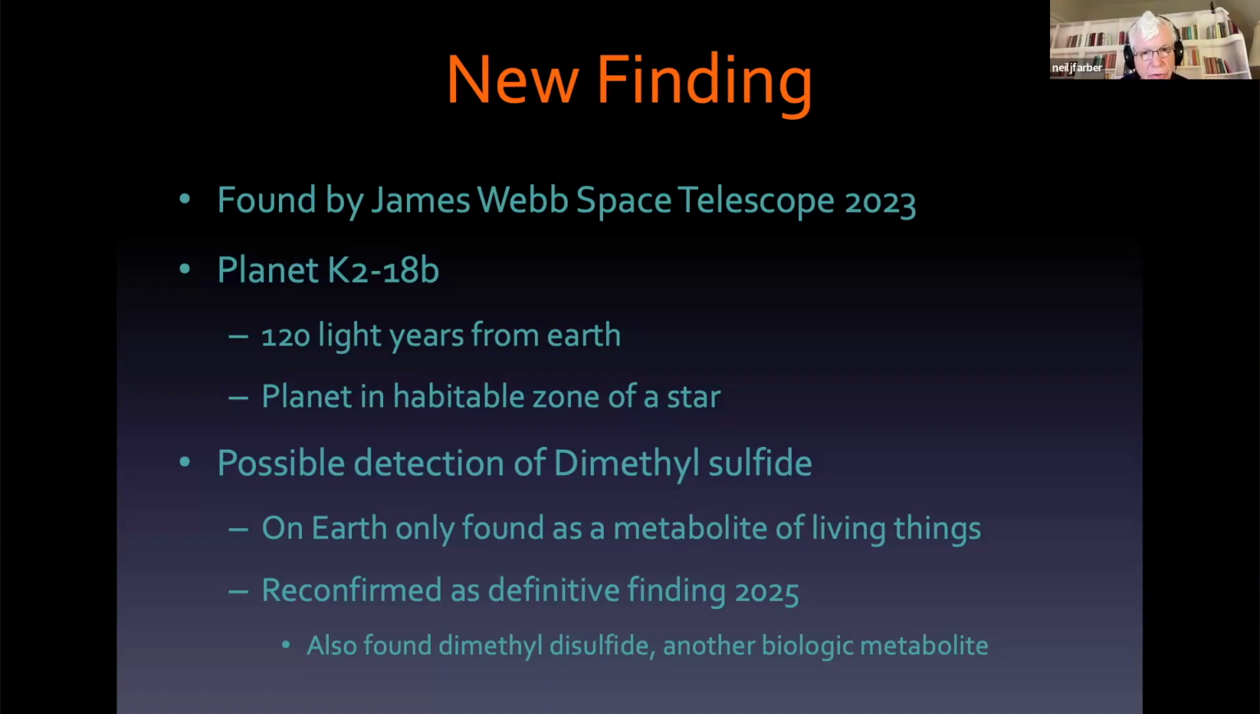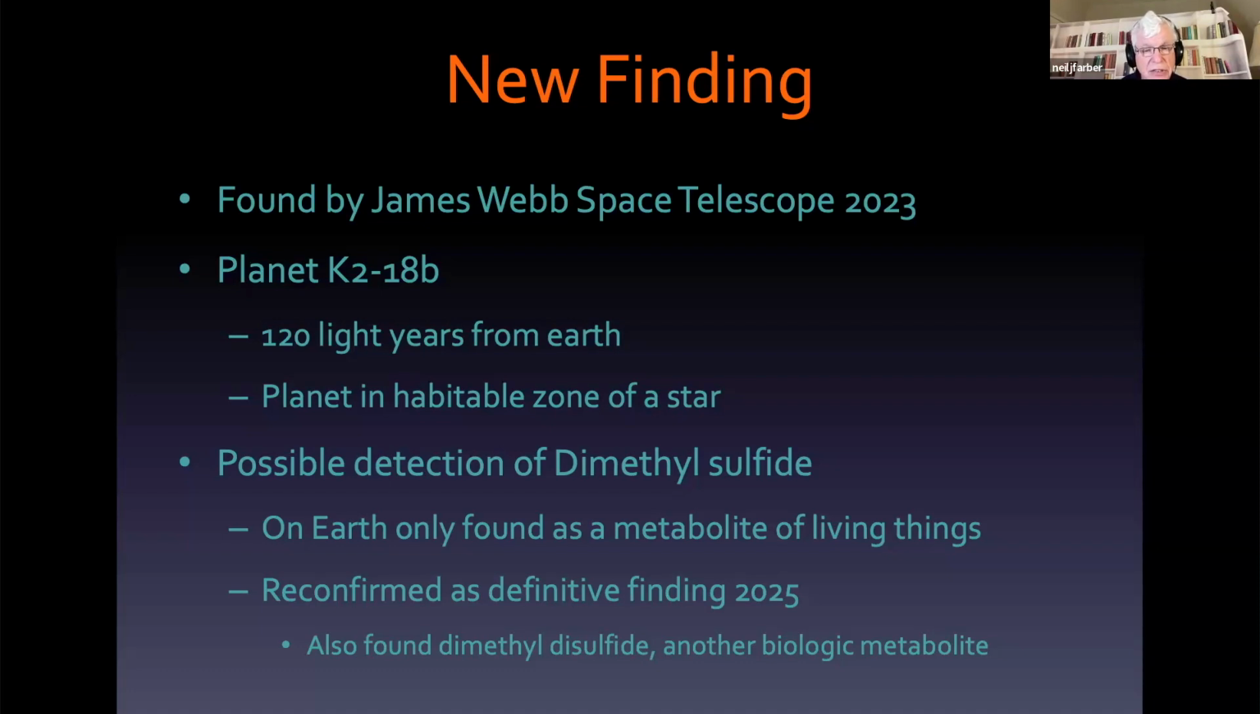again, focused on K2-18b one more time, and found a tremendous amount of dimethyl sulfide. They're talking about larger amounts percentage-wise than the amount that would be in Earth's atmosphere. And they also found dimethyl disulfide, which is another biologic metabolite.